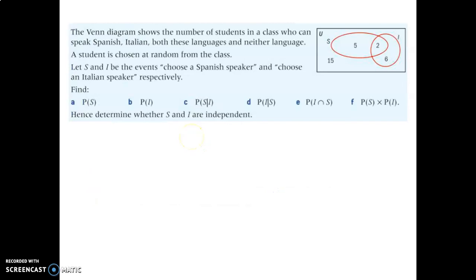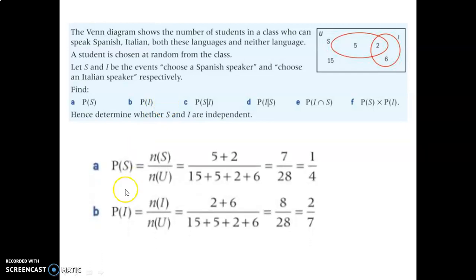All right, and this is our last question now. So still practicing all these formulas for probability. Please read it and try A and B. Okay, let's take a look. So for A, probability of S is 7 out of the total, and that's what's showing here, the number of things that are in S divided by the number of things in the universal set, which means all the things here. So that reduces to 1 over 4. And probability of I is 8 out of the total 28, which reduces to 2/7. Okay, try C and D now.